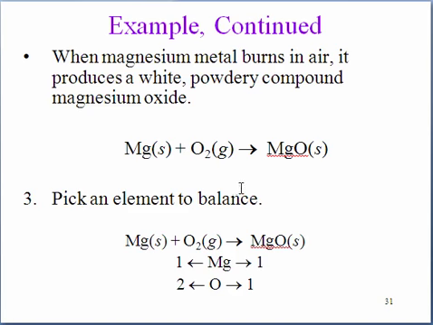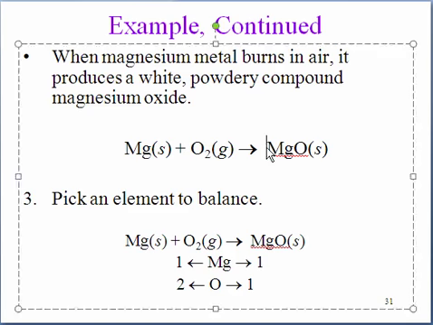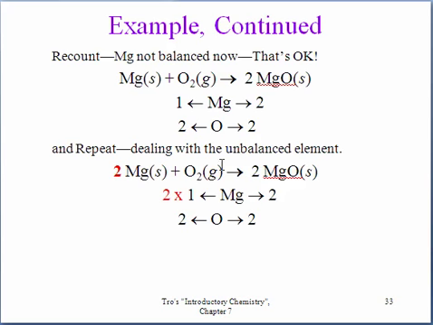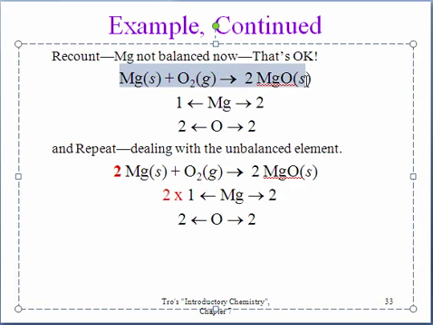So we're going to choose an element to balance. Of course, it's going to be oxygen because it's the only one that's not balanced. And we can balance it by putting a 2 in front of this compound. Then we'll have 2 times 1 oxygen, and our oxygens will be balanced if I put a 2 right there.